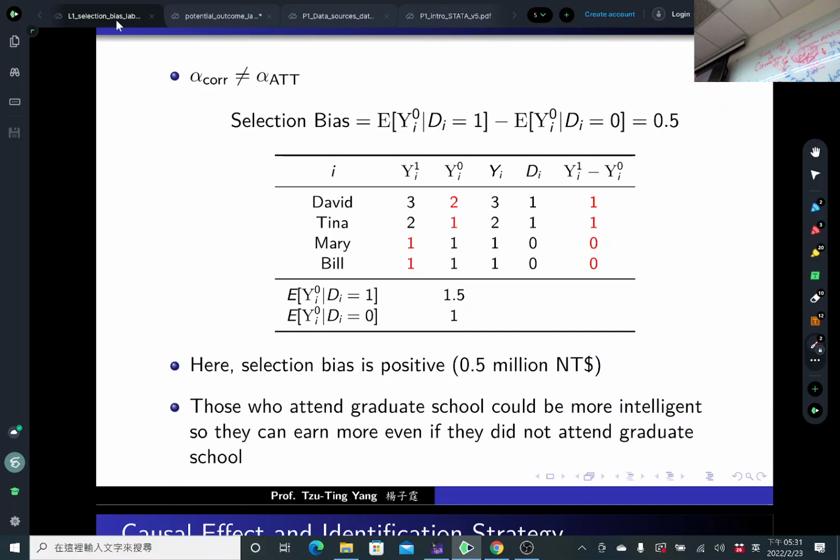But I just want to emphasize that the treatment group and control group are actually not the same, except for the treatment. Even if they have the same treatment, they could be different. Okay.